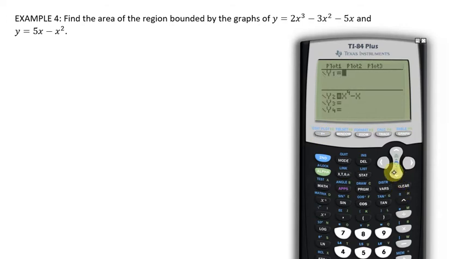So I'm going to clear these out. And I'm going to put 2x to the third minus 3x squared minus 5x, and then I'm going to put 5x minus x squared, and I'm going to do a standard zoom so I can see what that looks like.